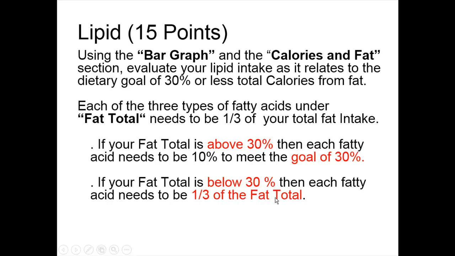If you're below 30%, I'm not going to ask you to raise it. If you're at 27%, then each of your fatty acids would need to be 9%. If you're at 24%, they each need to be 8%. So don't raise it to 30 unless you really want to. Just keep what you have, and each individual one would be 1/3 of that total percentage.